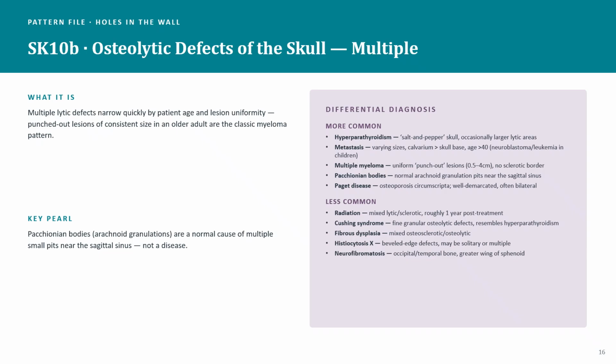So we looked at solitary osteolytic defects. Now we're looking at multiple osteolytic defects. So instead of just seeing one area of bone where it's lost, we're now seeing multiple dark areas or multiple holes throughout the patient's skull. So when they're looking at this imaging, the patient's age and the appearance of those areas is going to help the doctor or radiologist determine what the cause is.